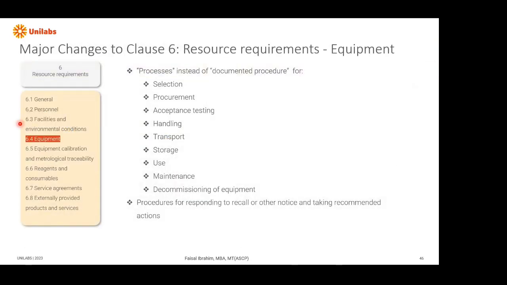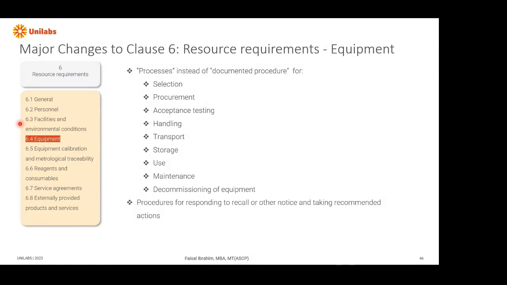Going on with clause 6.4 equipment. So now there's a requirement to have a process instead of documented procedure for the selection, procurement, acceptance, handling of equipment. I'm very sure most of you already have a documented procedure for your equipment in the laboratory, but maybe you do not have a process. So the new ISO basically requires us to have a process in place or a flow chart to explain how we are doing all those activities.